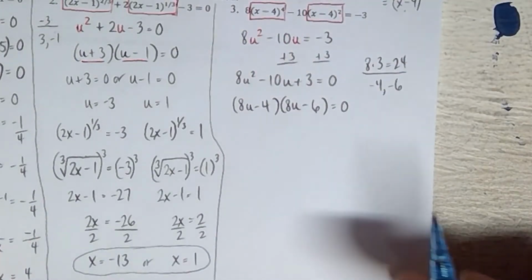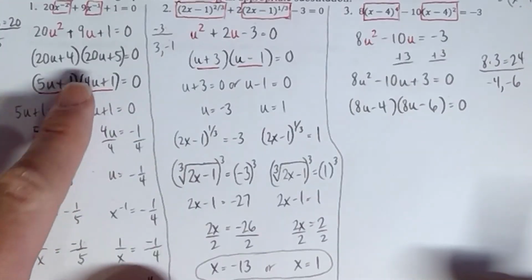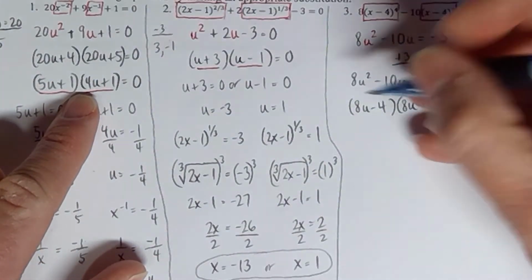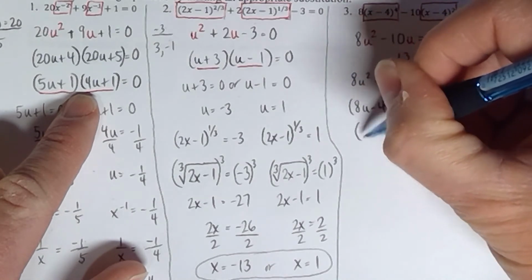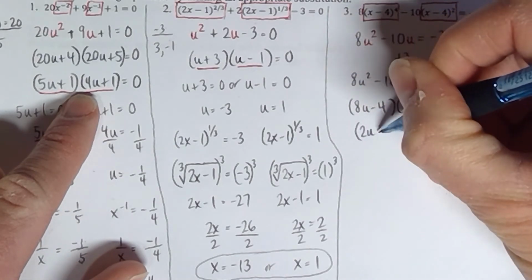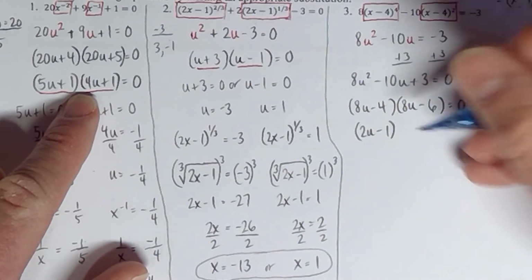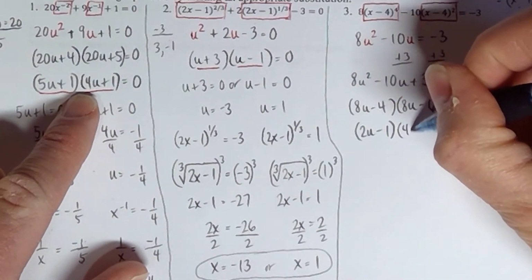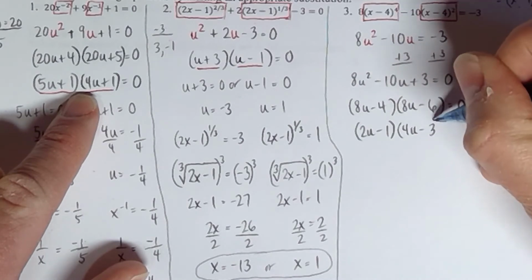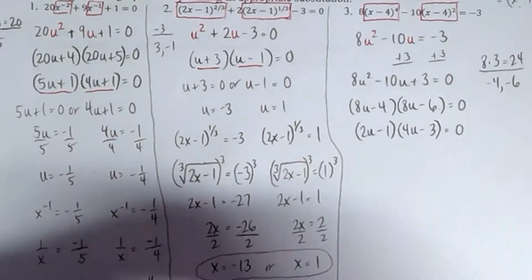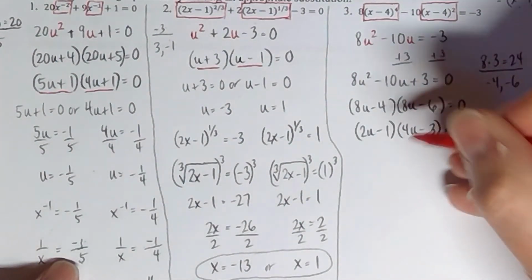And then we need to do the last step of the Berry method, just like we did over here, where you got to factor out the GCF out of each bracket. If I factor out the GCF here, which is 4, I get 2u minus 1. If I factor the GCF out of this one, I get 4u minus 3 because the GCF there is 2. And now we're done factoring that.